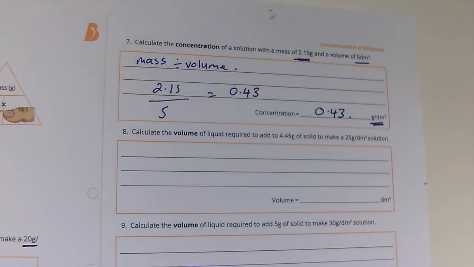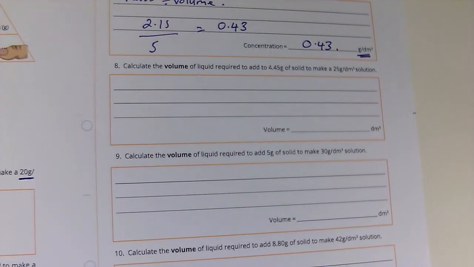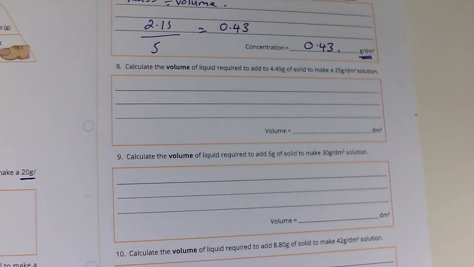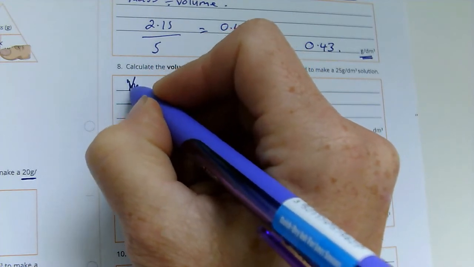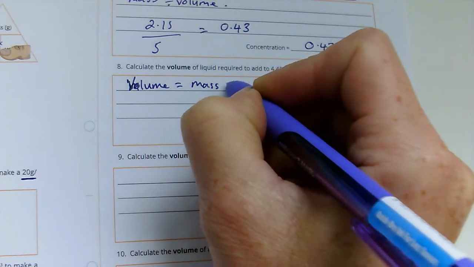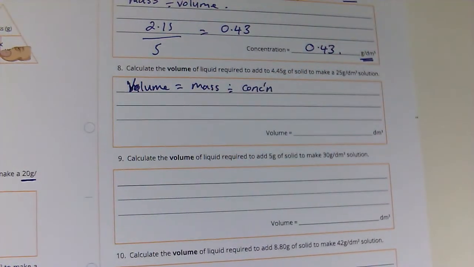Now this time I want to use the volume. So I'm going to find my calculation. I know you hate writing it out, but if you write it out, then it means that you're going to do the sum correctly. So volume equals mass divided by concentration. I'm going to shorten concentration to that.